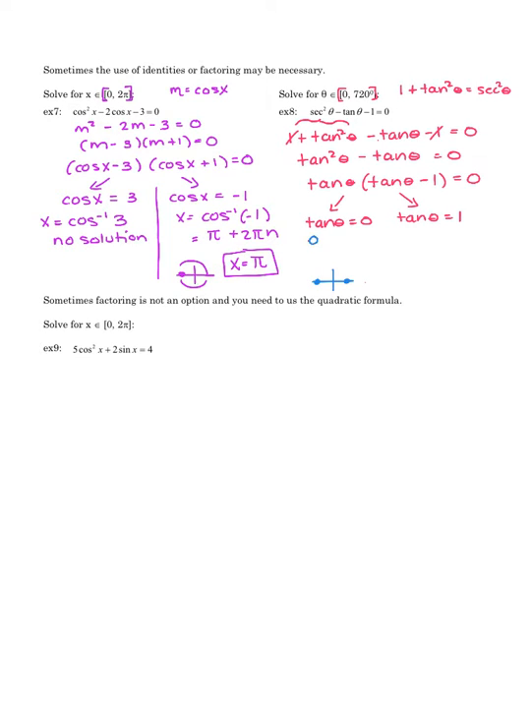So we're going to have 0 degrees plus every multiple of 180, because we're in degrees now. And tangent theta equals 1 at 45 degrees for every isosceles triangle. So that is going to be 45 degrees plus every multiple of 180.